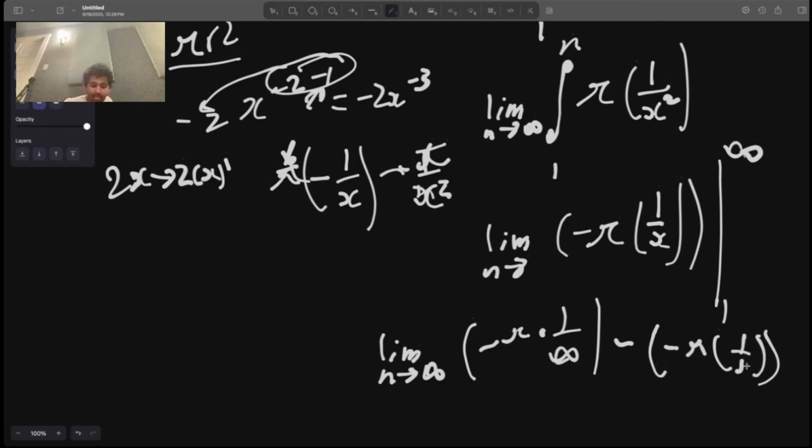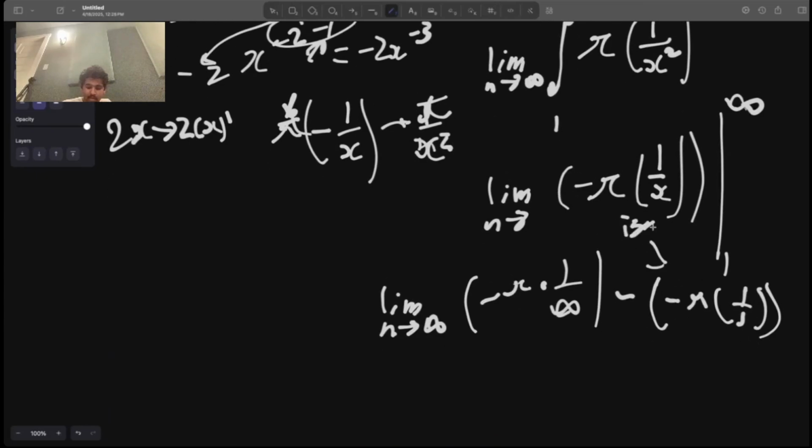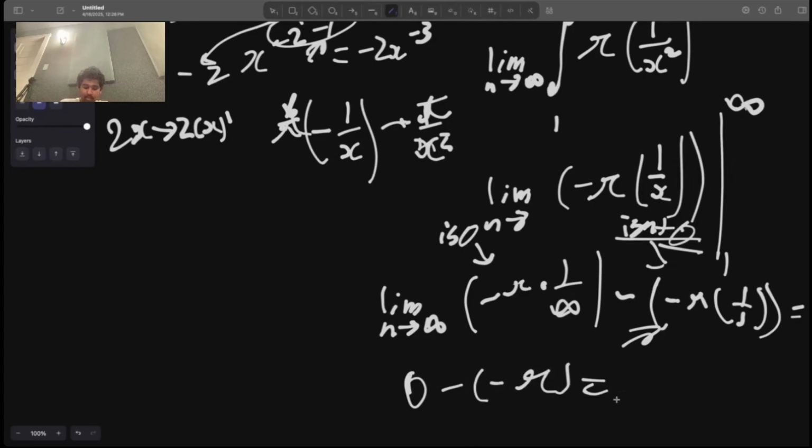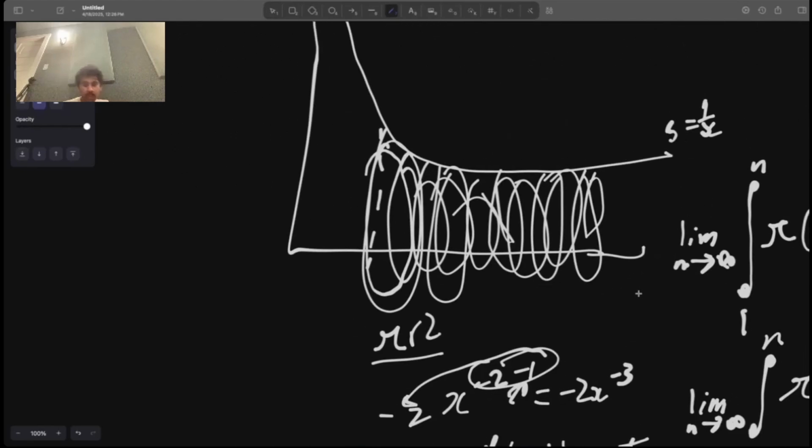Now, do you see how this is different? This part isn't 0, but this part at the front is 0. So when we simplify it, we get 0 because 1 over infinity is equal to 0, and we subtract negative pi to give us a final volume of pi. So Gabriel's horn has a volume of pi.